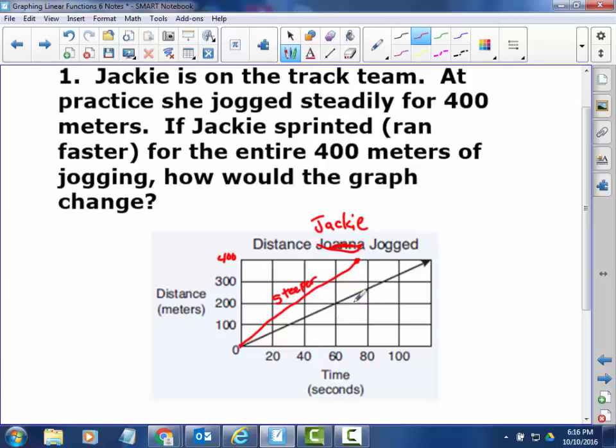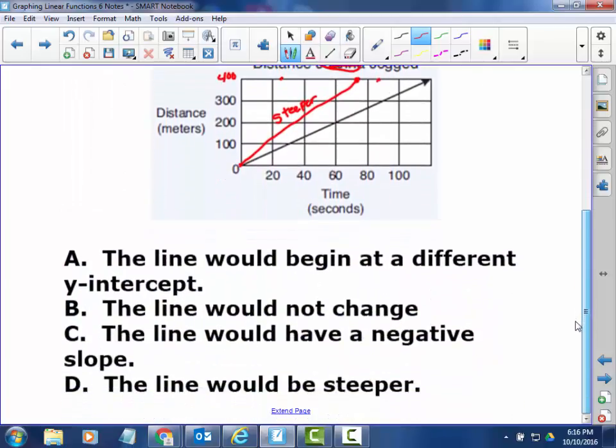Okay. If we put our point here, it would still be steeper, but it would be less steep, right? And then if we brought our point over here, still going to be steeper. Okay, so that's just a point I picked, but we could have picked any point, and we would have had the same results. Okay, so now we analyze the situation. The line would begin at a different y-intercept. Well, the y-intercept is 0, 0 distance, 0 time. If she starts running, she's still going to start at 0 distance, 0 time.